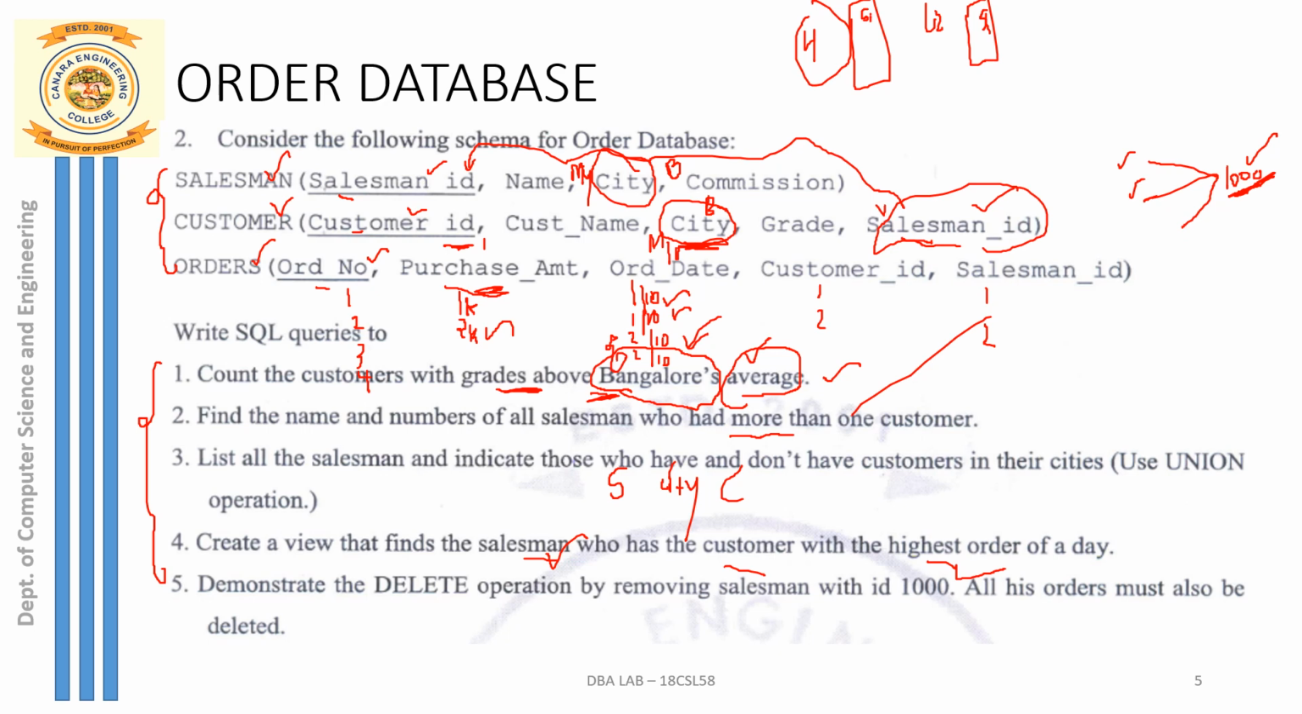Then the last query, the 5th one, is asking you to delete a salesman whose ID is equal to 1000. So what is the meaning of that? You need to have in the salesman table a salesman ID. One of the salesmen in the salesman table should have the ID 1000. So make sure that one salesman ID is 1000.